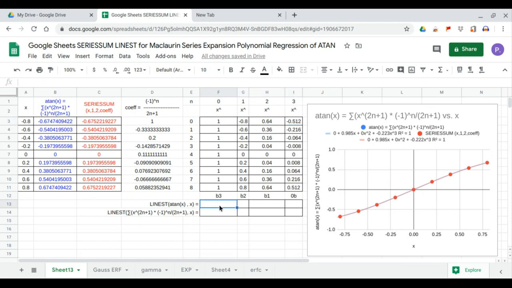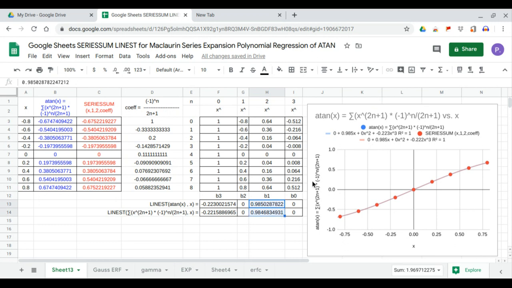Now we can use the LINEST. Data y and data x. That's for the arctan function. And the expansion, which is LINEST, data y and data x. The values for b0, this is b0, are the same as the red line.